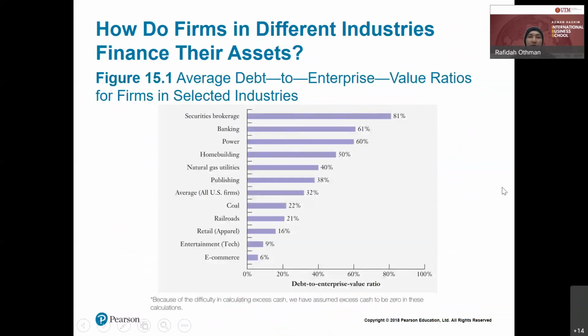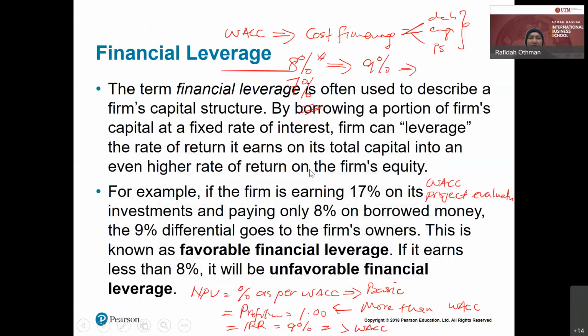Favorable financial leverage means you have to gain more than the cost. Very simple understanding: if your cost is 8%, then you have to gain 9% from your project. So this is favorable. Unfavorable financial leverage is otherwise, meaning you are getting lower than your cost.